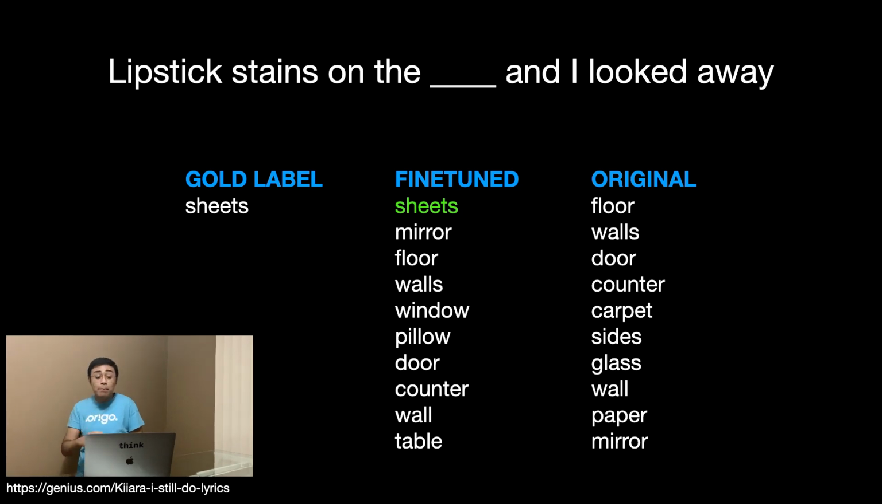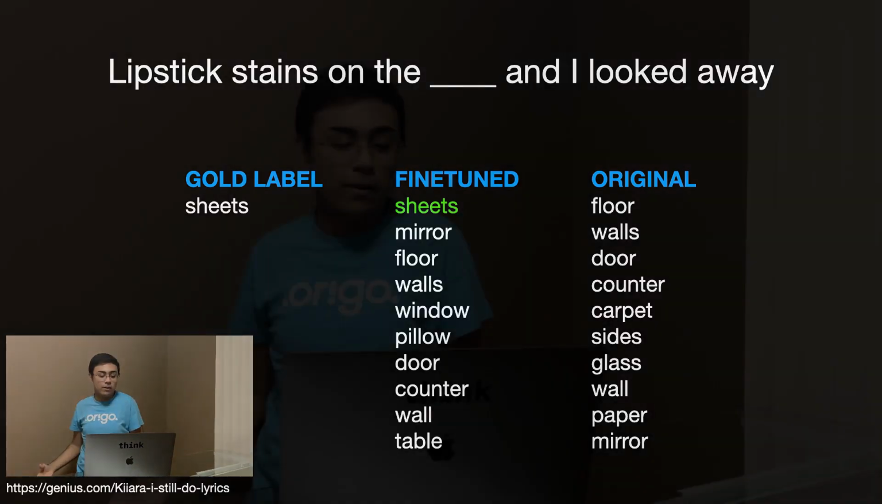Now, you can see that BERT is trying its best. It's like, where could a stain be? Well, maybe there would be a stain on the floor, maybe the walls, maybe a counter or a carpet. But it's unable to get the word sheets because, well, that's a very domain-specific context extension.